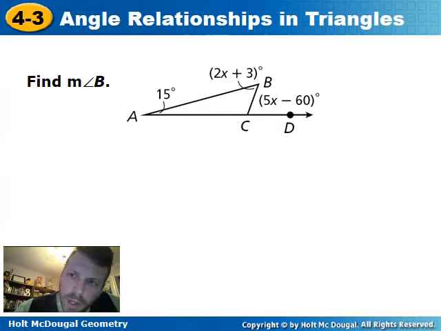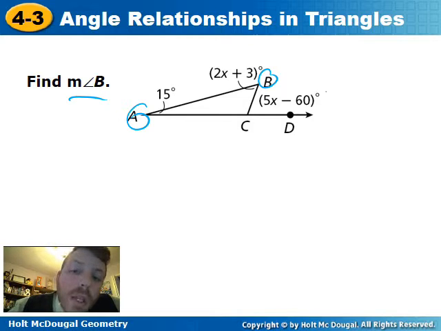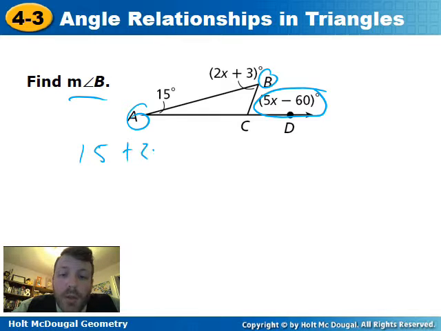Okay, so what I want to do real quick is apply this exterior angle theorem to find the measurement of angle B. I know that A and B are both remote interior angles, and if I add them together through the exterior angle theorem, it should equal 5x minus 60. So to find angle B, I have to actually find x first. I'm going to set up an equation where 15 plus 2x plus 3 equals 5x minus 60.